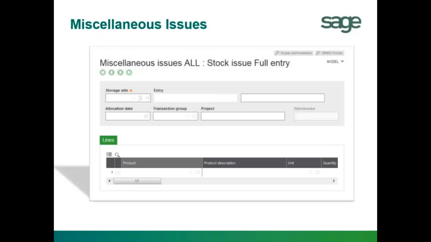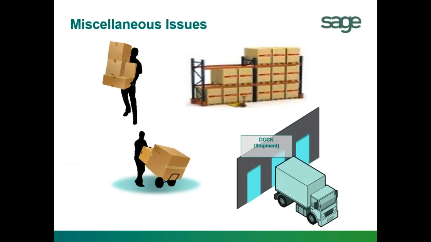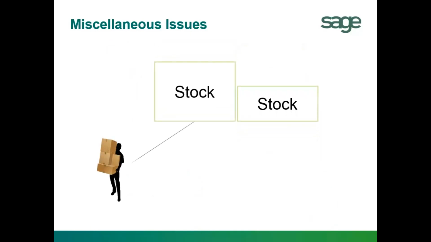In this topic, you will learn how to enter a miscellaneous issue. Now, you use miscellaneous issues to decrease product stock in the stock module. This could be used to adjust stock quantity or issue stock to customers where you don't need an order. So in this type of transaction, a business partner is not required and is not tracked by a sales order.